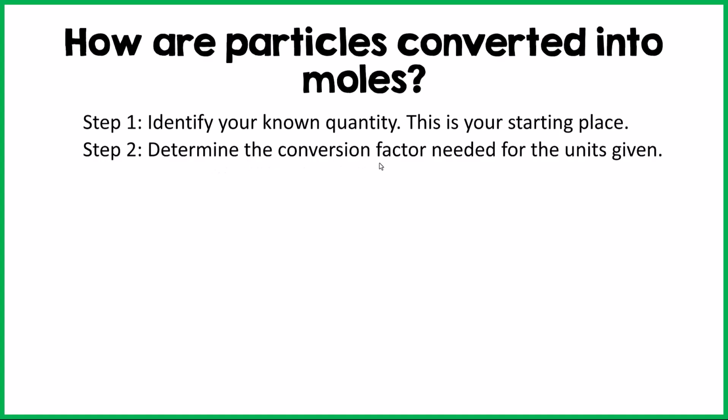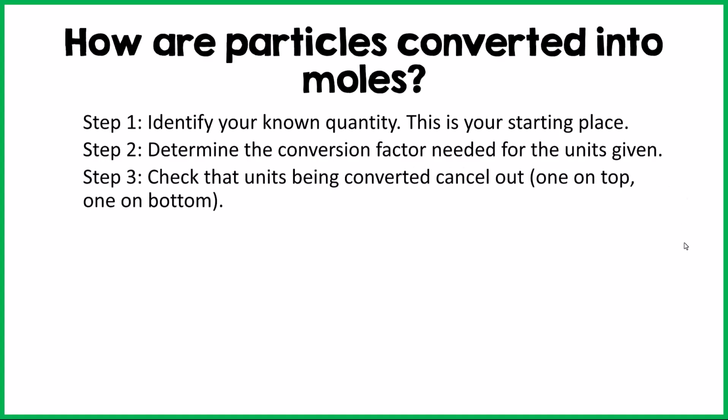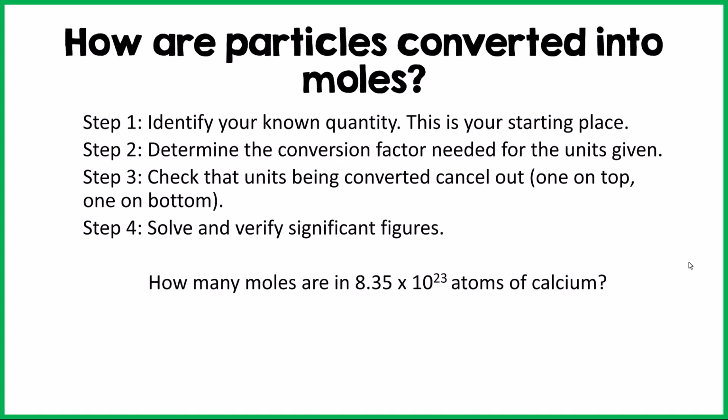Then you determine the conversion factor needed for the units given, and this is always going to involve Avogadro's number. And we check that units being converted cancel out, because when we're using dimensional analysis, we cancel out units. One of the units is on the top, one's on the bottom. As long as they match, they cancel out. And then we solve and verify significant figures. So let's see what that looks like.